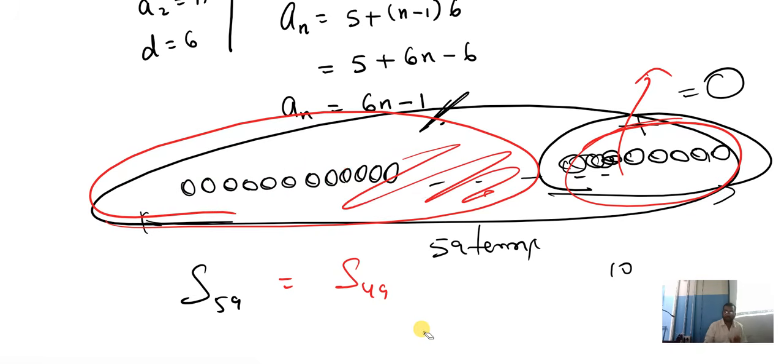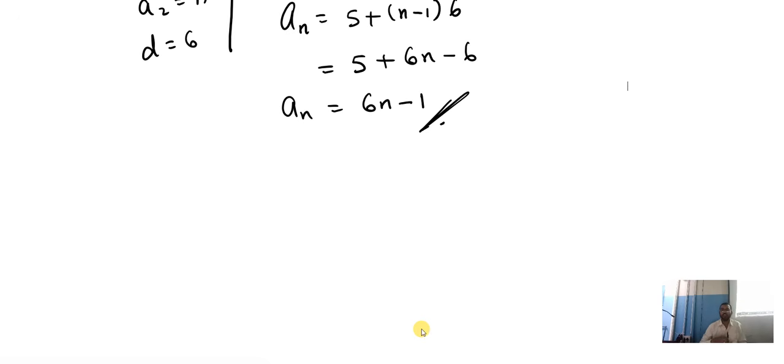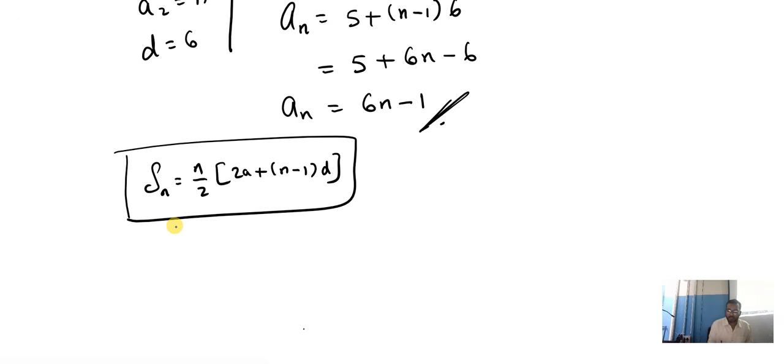Got it? Understood? Now, the nth term we got, no? An equals 6n minus 1. Okay. Now, in the next case, first we have to find the sum of 59 terms. Am I right? This S59 is in the form of Sn. First you write the formula of Sn. We know that Sn is equal to n by 2 into 2a plus n minus 1 into d. This is the formula which we use to find Sn. Just direct substitution here.